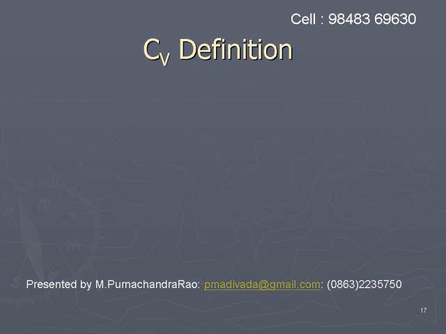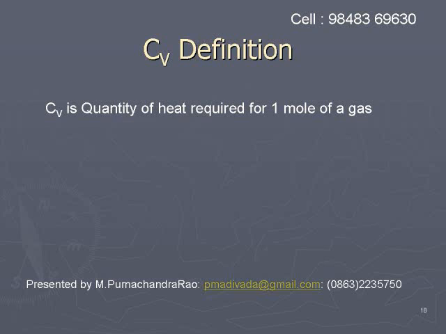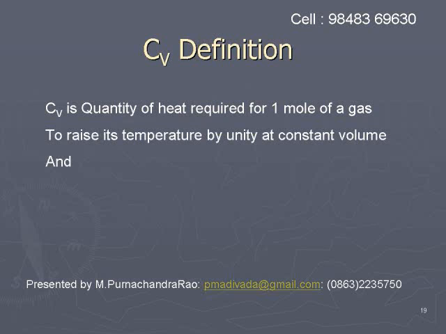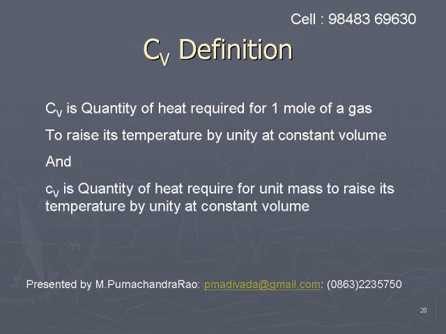Definition of Cv. Cv is the quantity of heat required for 1 mole of a gas to raise its temperature by unity at constant volume. And small cv is the quantity of heat required for unit mass to raise its temperature by unity at constant volume. Capital Cv is equal to capital M into small cv, where capital M is molecular weight.